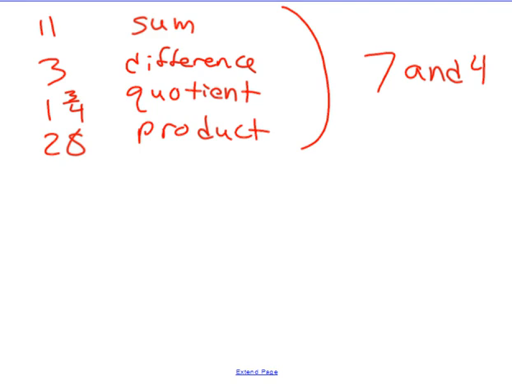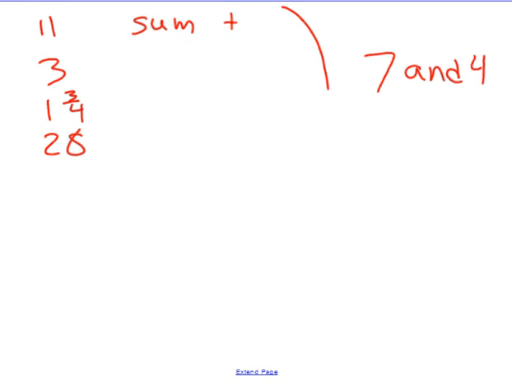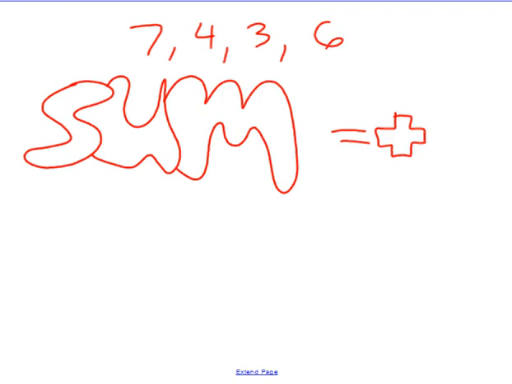And so it's important that right now we're starting at the foundation. It might be super easy, but you have to remember what the word sum means. Sum means add. Difference means subtract. Quotient means to divide. And product means to multiply. All we care about today is sum. Sum means add. So back here, 7, 4, 3, and 6.